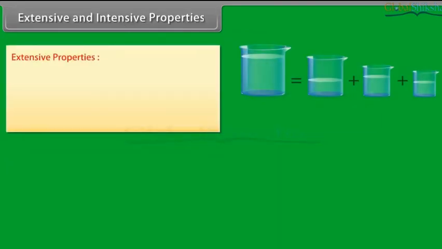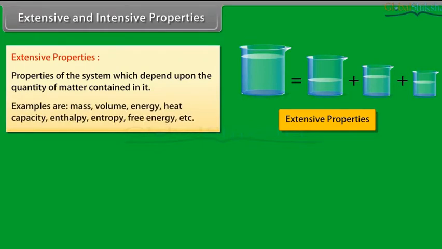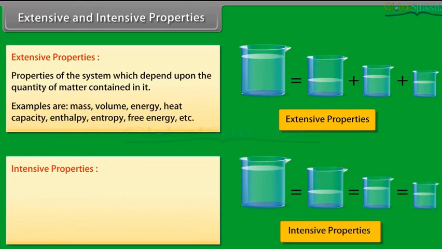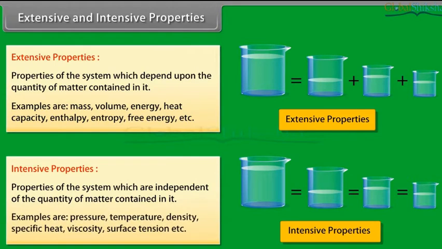Extensive and intensive properties. Extensive properties: properties of the system which depend upon the quantity of matter contained in it. Examples are mass, volume, energy, heat capacity, enthalpy, entropy, free energy, etc. Intensive properties: properties of the system which are independent of the quantity of matter contained in it. Examples are pressure, temperature, density, specific heat, viscosity, surface tension, etc.